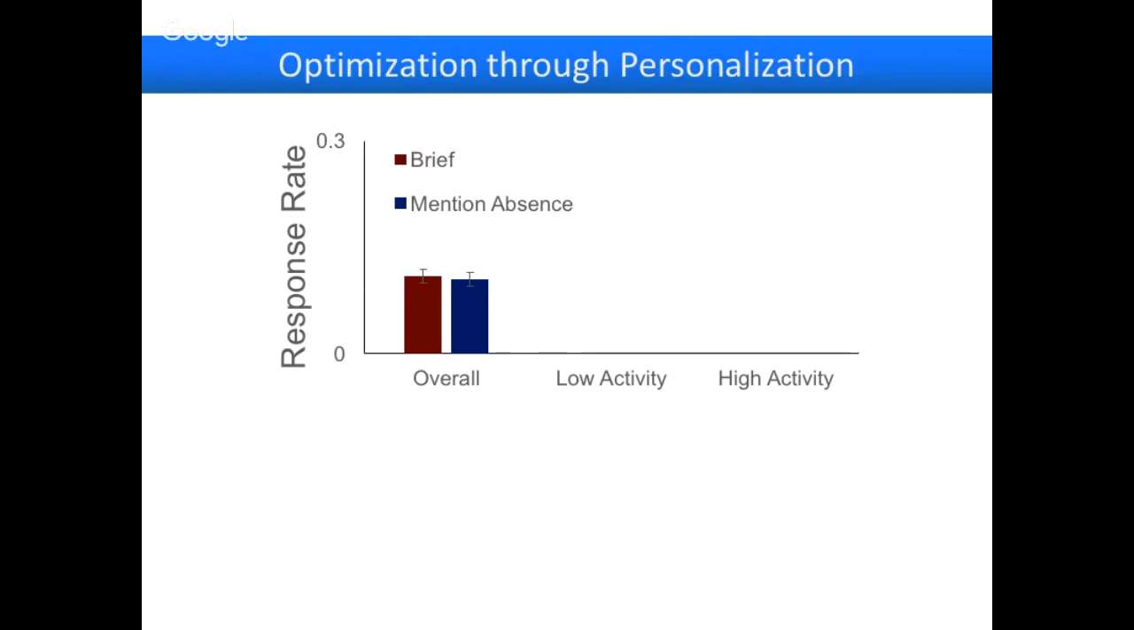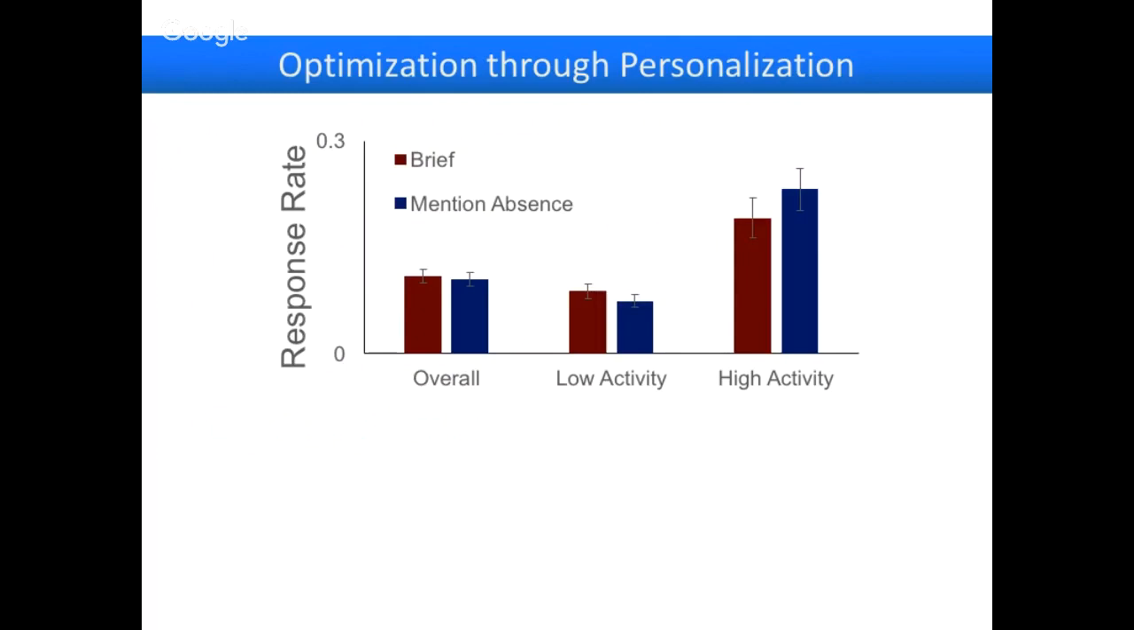So here's data now broken up by low and high activity. Low activity people were those who had been active for 0 or 1 day so far. And so they were more likely to respond to the brief message, perhaps because they weren't as engaged, but they were likely to read something short. On the other hand, people who've been active for 2 or more days, high activity people, were more likely to respond to the mention absence message. Maybe because they wanted to justify why they'd been out, not attending recently.